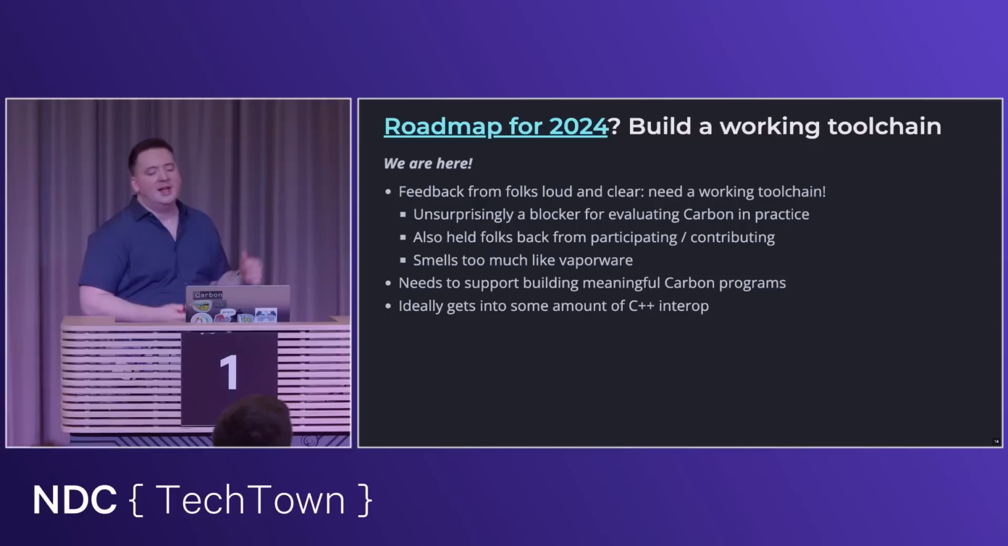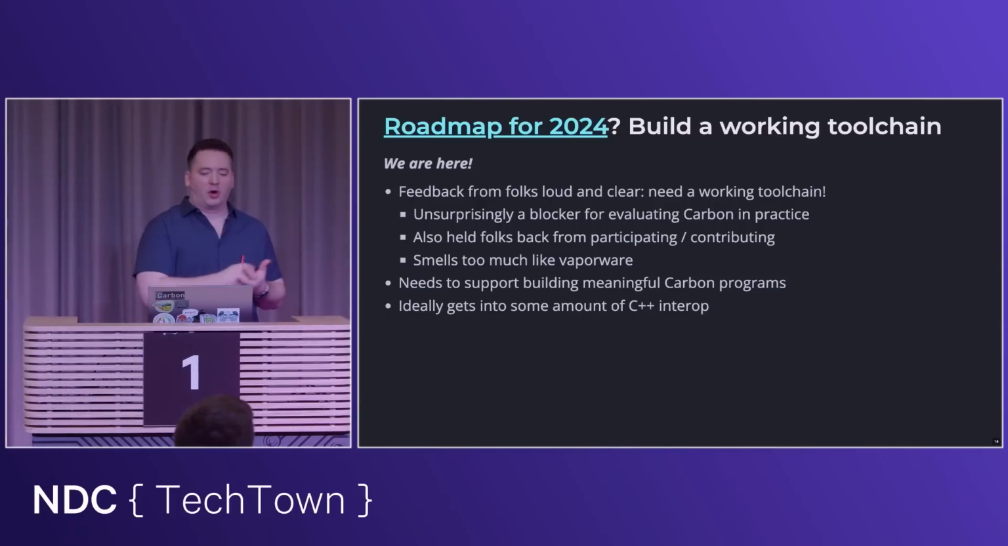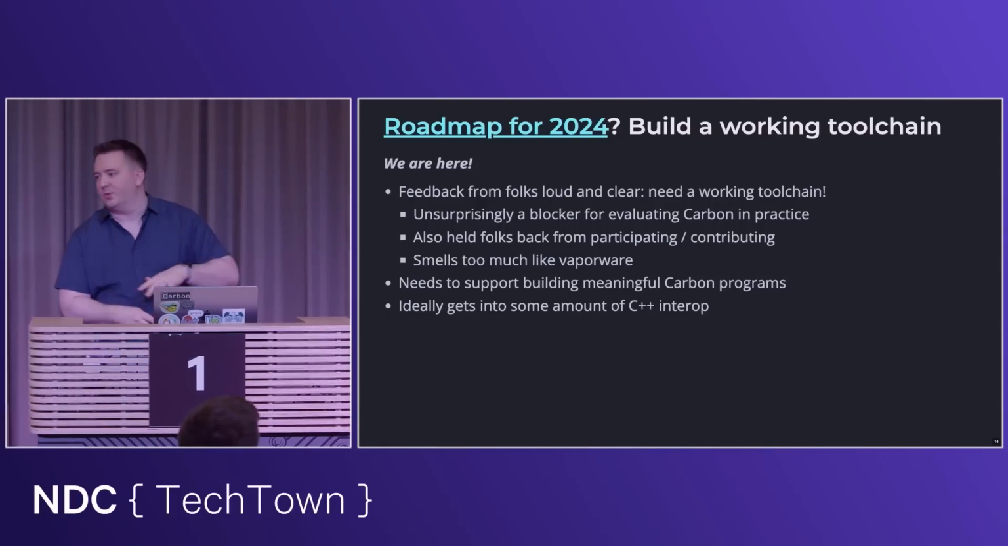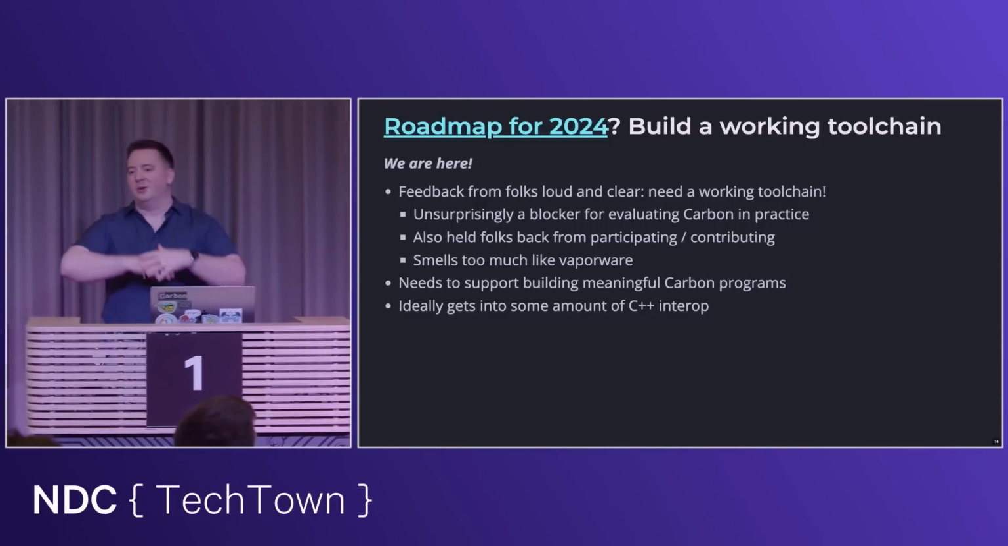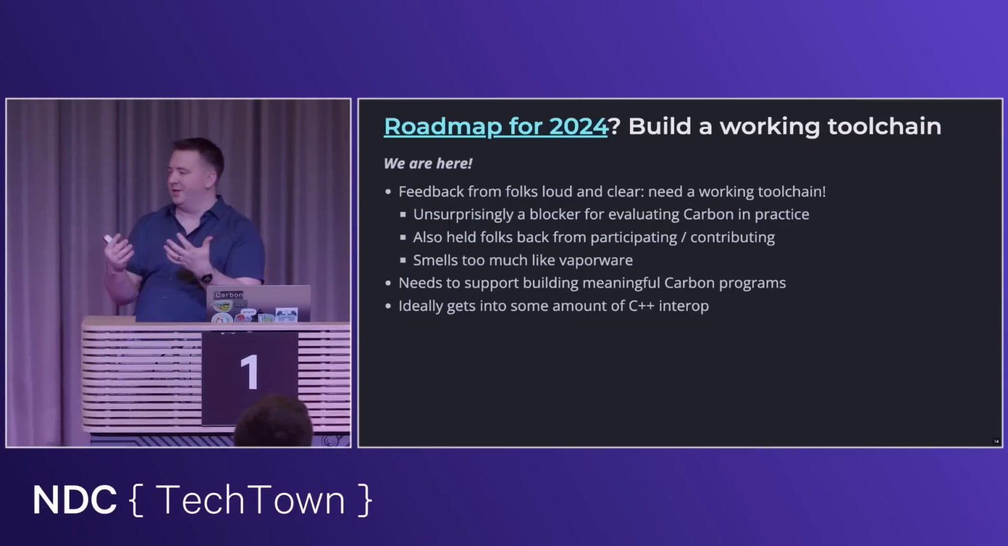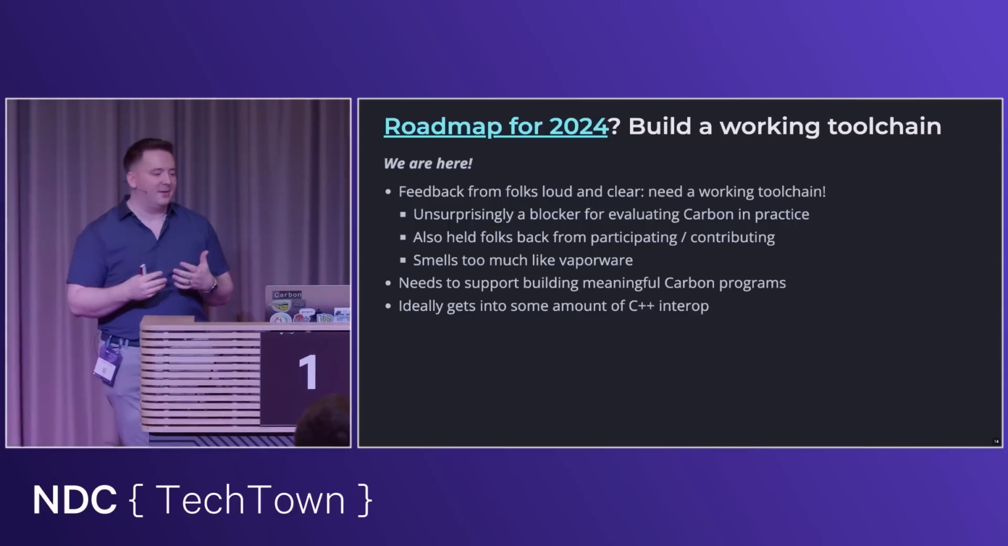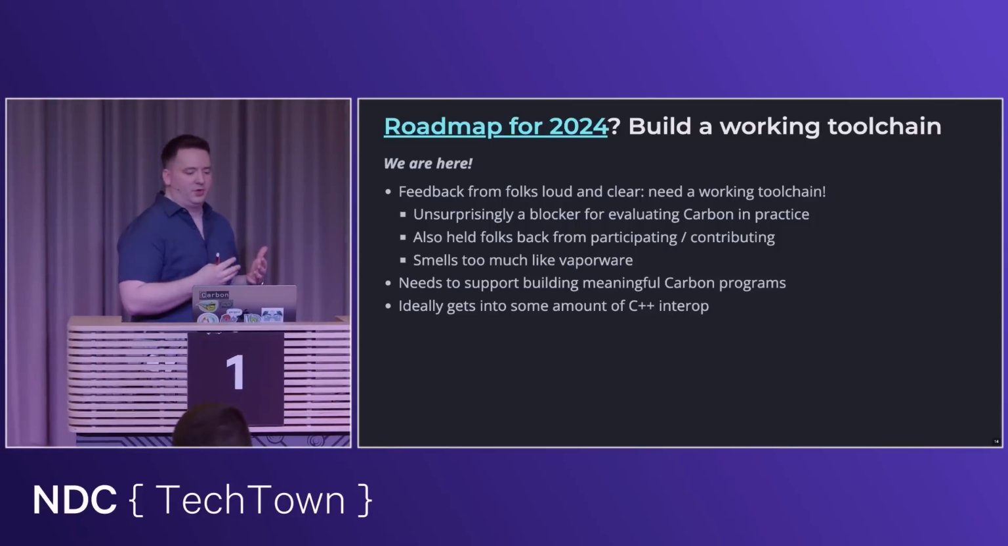So for 2024, our theme is really around building a working toolchain. And this is where we are today. We've got the project public. We've got an active open source project. We have a definition for the milestones we want to be hitting. We're really focused on how we make a toolchain.